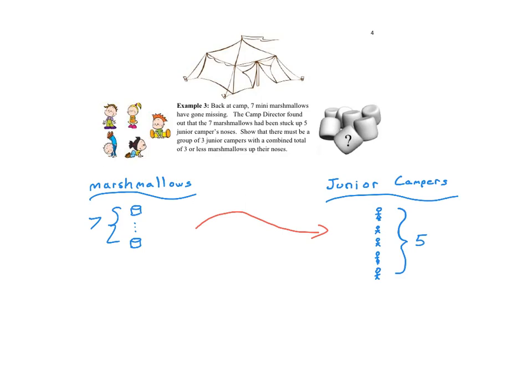So what does the pigeonhole principle tell us? By the pigeonhole principle, one junior camper has 2 or more marshmallows. So the problem was talking about a group of junior campers. There's a way that we can get a statement about a group of the junior campers by noting that, okay, if one of them has 2, let's think about that. So let's get out our green pen and say, okay, this one here, just for example, has 2 or more. They could have gotten all the marshmallows up their nose.